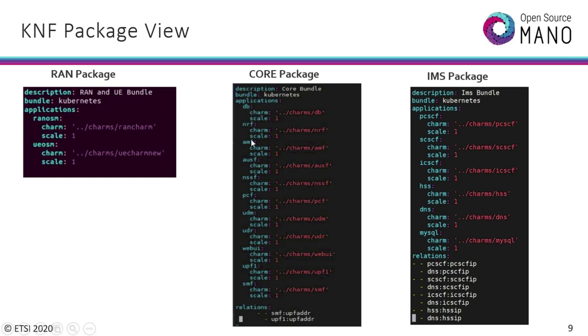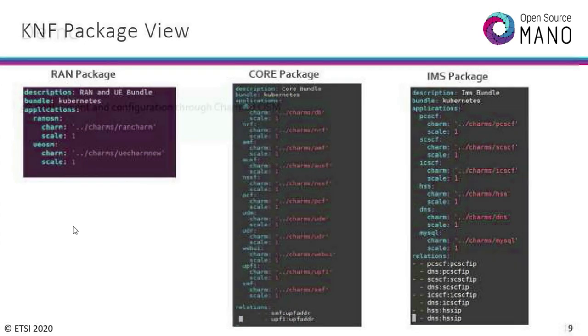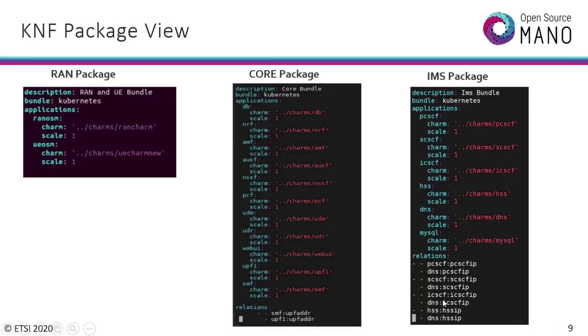First, let's take a look at the RAN package. Here, it has two charm applications, RAN and UE, as we saw before, that these are our 5G RAN applications. Then here is the core bundle where you can see all the core charms like DB, NRF, AMF, and in the end you can see that there are relations between SMF and UPF.